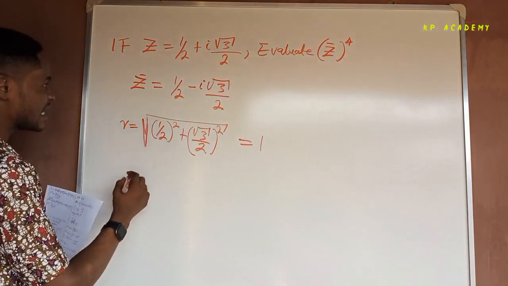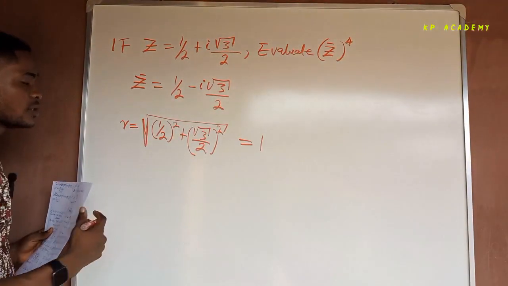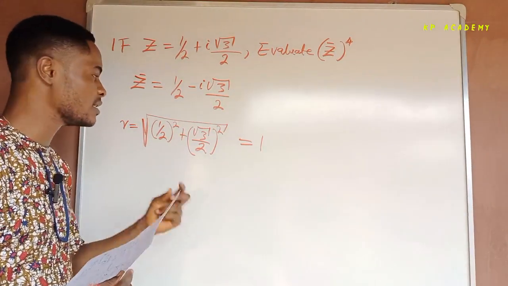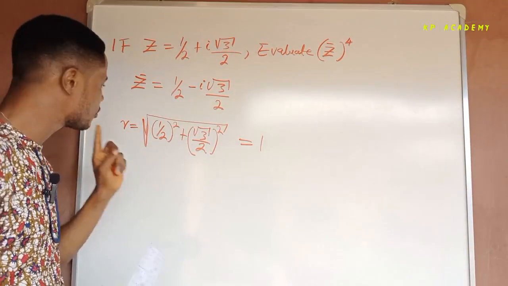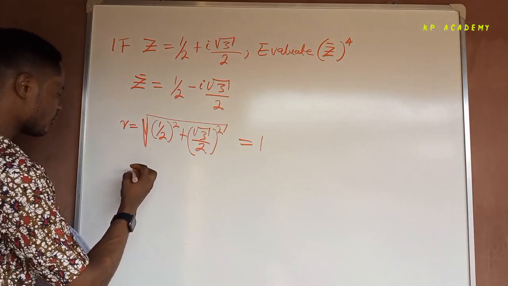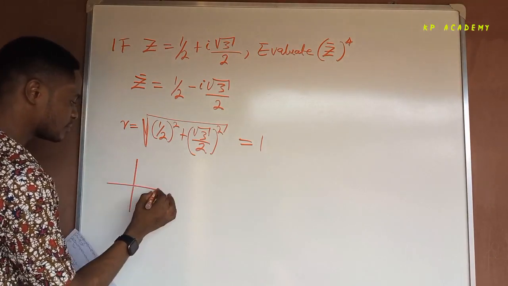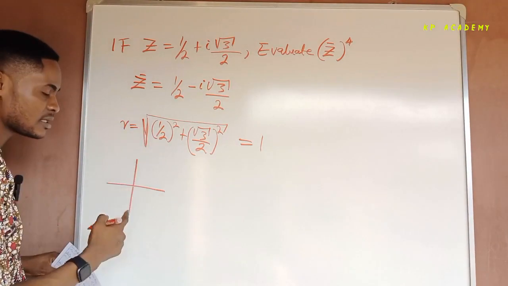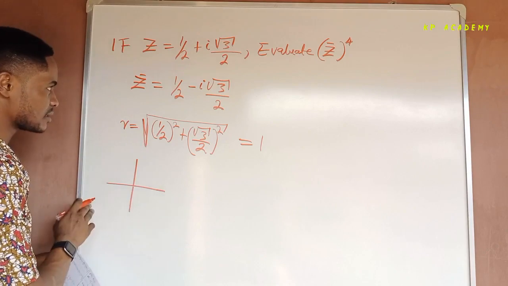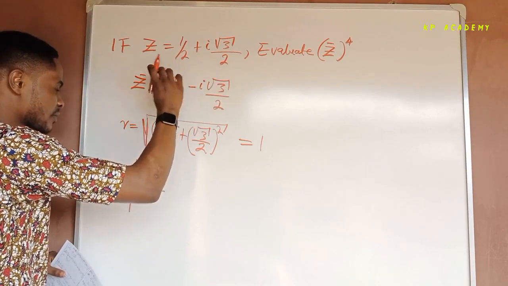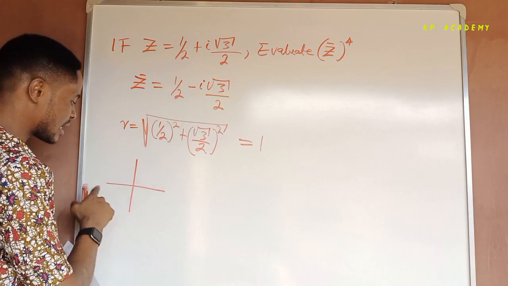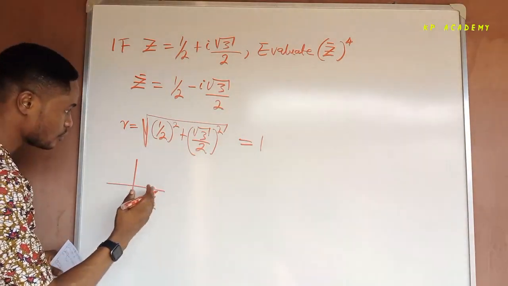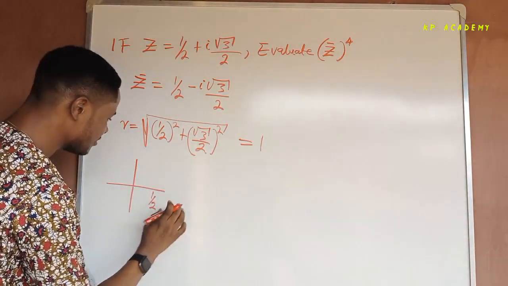Now, the next thing is to get the argument, because the two important things to get for us to be able to put a complex number in polar form are number 1, the modulus, and number 2, the argument. Now we've gotten the modulus to be 1. What about the argument? For us to get the argument, we need to sketch the Argand diagram, of which the vertical axis represents the imaginary axis and the horizontal axis represents the real axis. Now looking at this complex number, this is the real part, so we put it on the real axis, which is the x-axis. This is 1 over 2. So 1 over 2 is positive, so we're going to put it on the positive real axis.